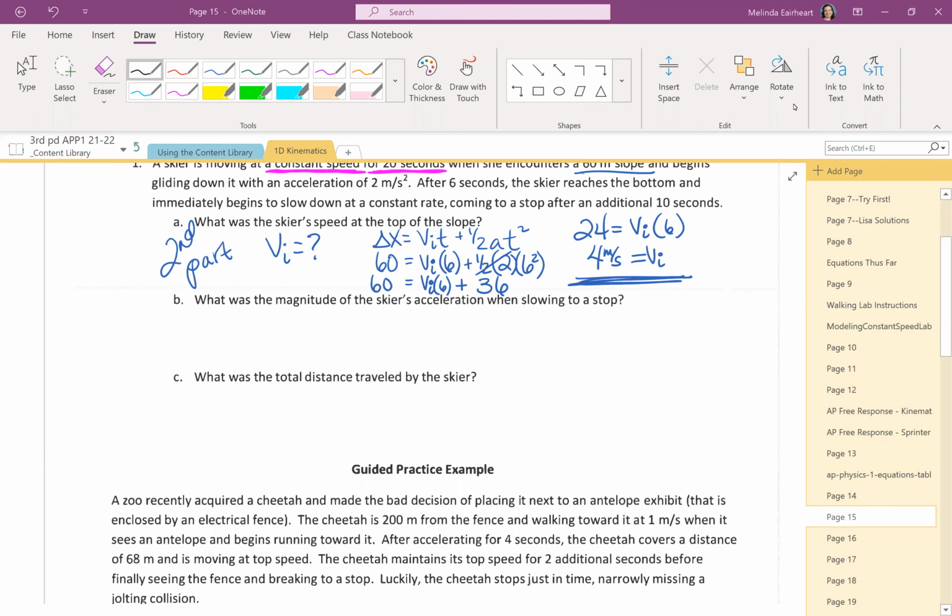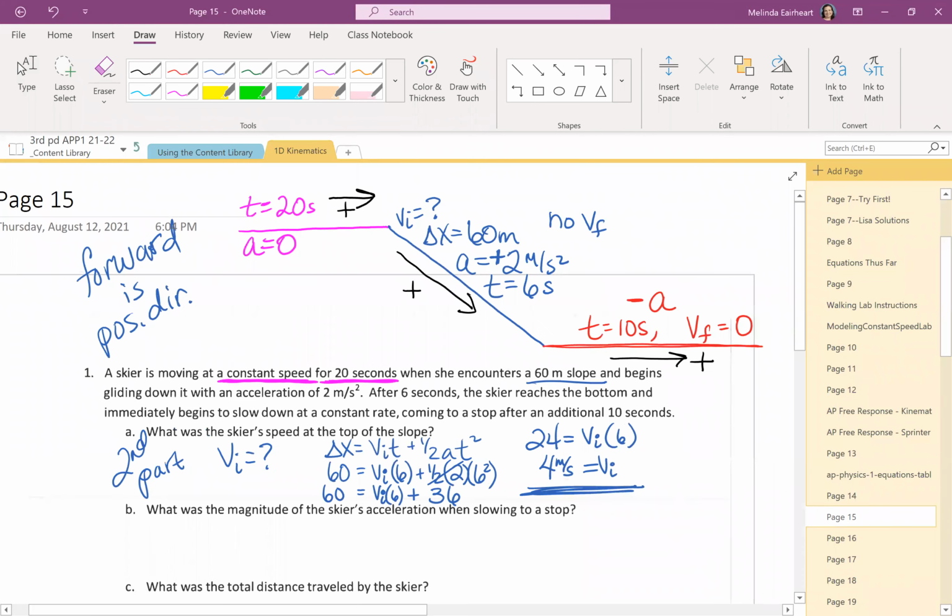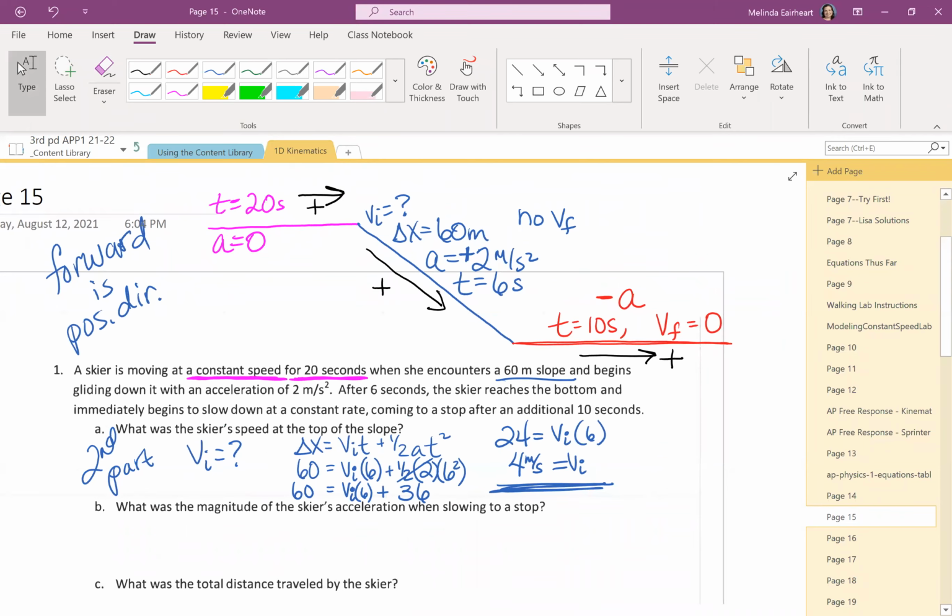Okay. So on page 15, we started with an example of a skier who was undergoing 3 different motions. Reading through the prompt, there was a time frame of constant speed, which has 0 acceleration. We just assumed that at the top of the hill, this is a snow skier, maybe it was a level surface somewhere at the top.